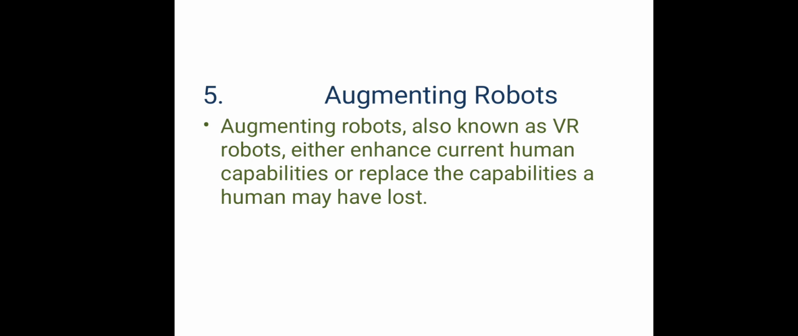Fifth and the last is the augmenting robots. These are known as the VR robots, which either enhance the current human capabilities or replace the capabilities a human may have lost.